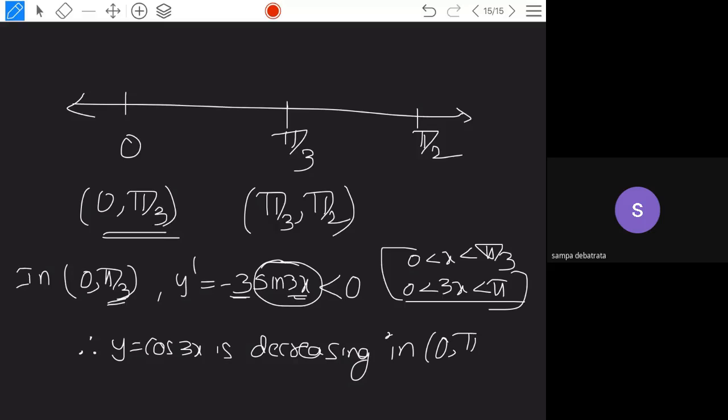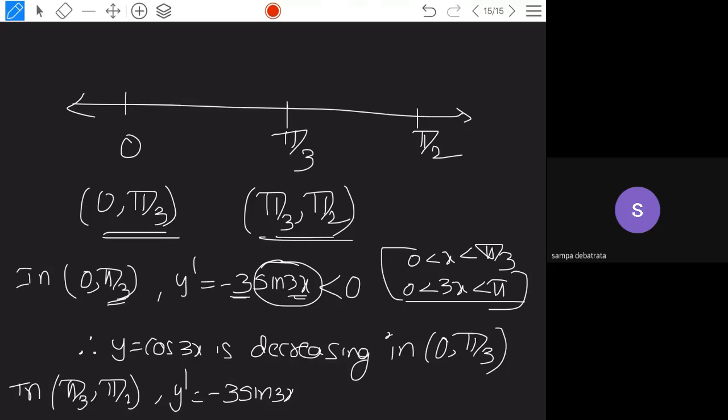And what about the other interval? This interval, pi by 3 to pi by 2. In pi by 3 to pi by 2, what are we going to get? It is greater than 0. So in the same way, in pi by 3 to pi by 2, whenever you take it, y dash is equal to minus sin 3x. This is how it behaves.